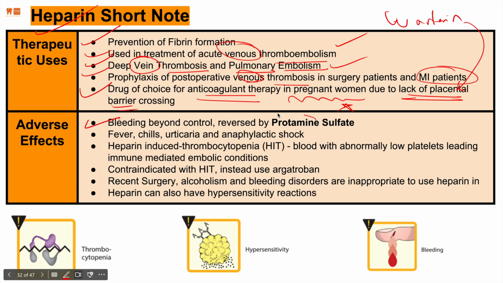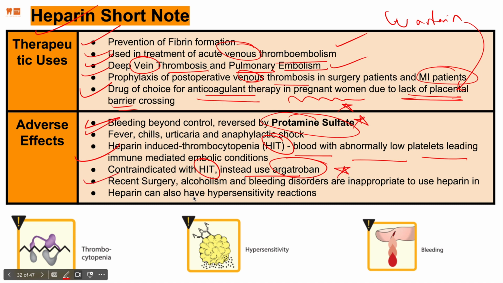Adverse effects, bleeding beyond control. But there's a reversal agent known as protamine sulfate. Fever and chills and urticaria, anaphylactic shocks or other adverse effects. Heparin-induced thrombocytopenia, HIT, which is blood with abnormally low numbers of platelets leading to immune-mediated embolic conditions. Contraindicated in HIT, instead, please use argatroban. If a patient is diagnosed with heparin-induced thrombocytopenia and you want to do anticoagulant therapy, please use argatroban.